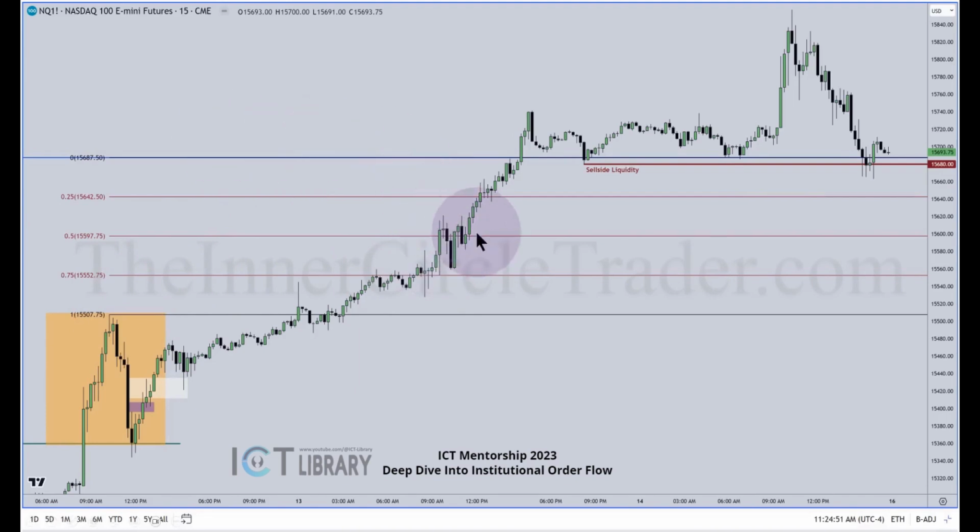Then we have consolidation. Where does consolidation form, ICT? Oh, well, I said it in the core content lessons back in 2016, and I taught it to everybody that was my private one-on-one student back in 1996, at equilibrium, 50% level right here. That's where consolidation is forming. And then what happens? A stop hunt. Lower time frames, look in there, you'll see it. Rallies up. Another time here.